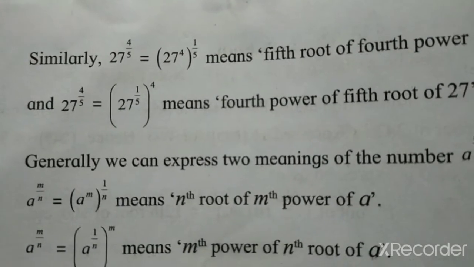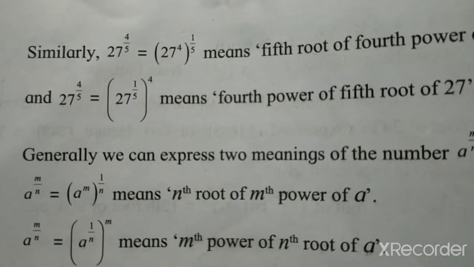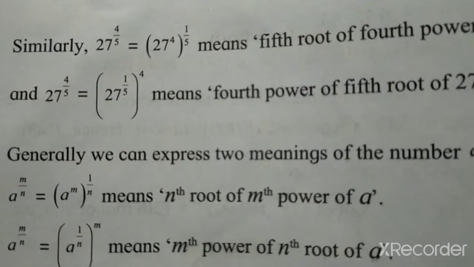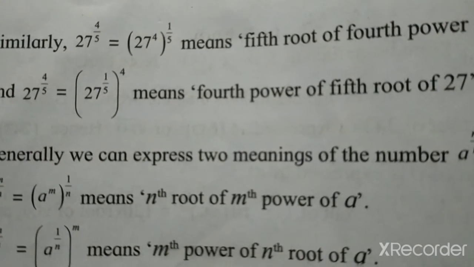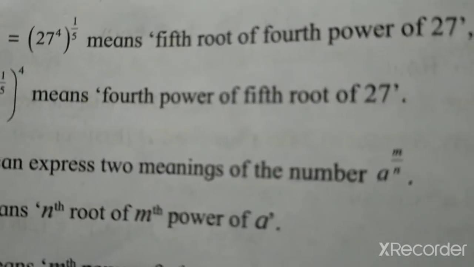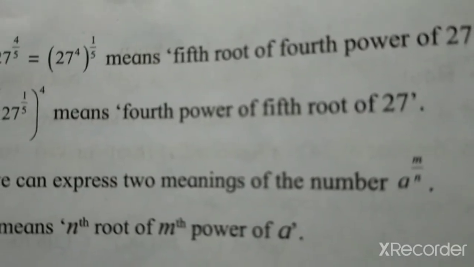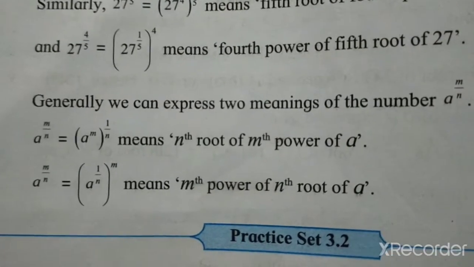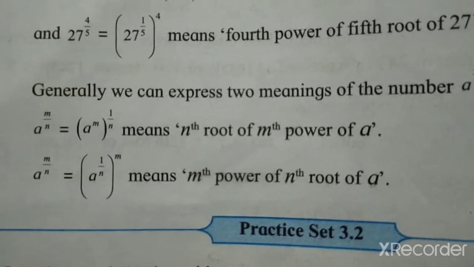In a second way, 27 raised to power 4 equals 27 raised to power 1 by 5, raised to power 4. So how to read this? 4th power of 5th root of 27. See here, 4th power of 5th root of 27. So generally we can express this number in two ways.